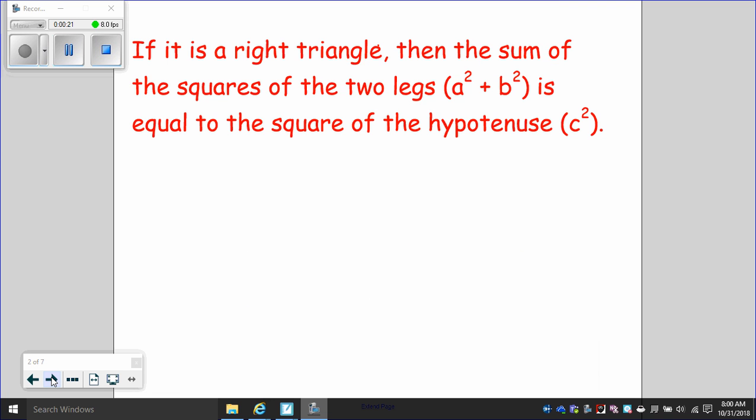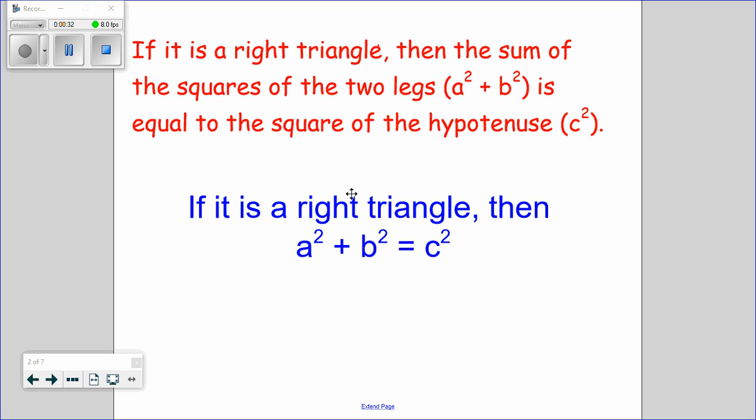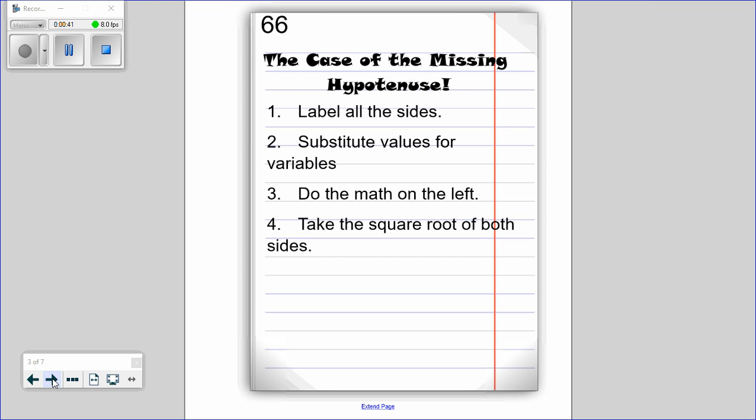It's if it is a right triangle, then the sum of the squares of the two legs, which are the shorter sides, is equal to the square of the hypotenuse, which is always going to be the longest side. In other words, if it is a right triangle, then a squared plus b squared equals c squared. We can use this information to find out missing sides of a triangle. And we will start with the case of the missing hypotenuse.